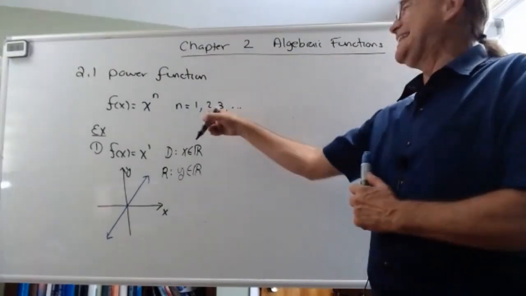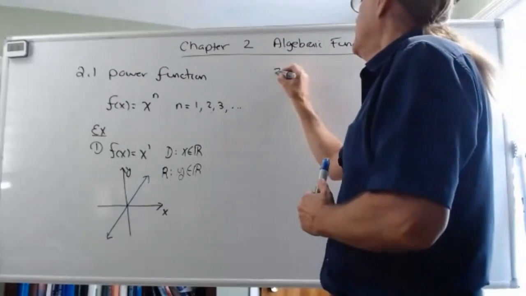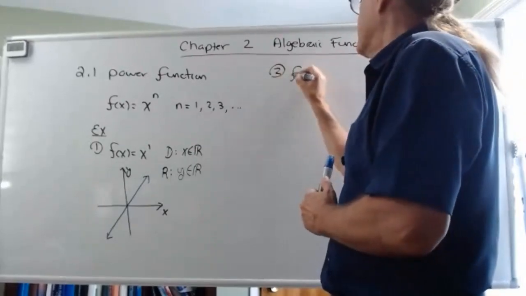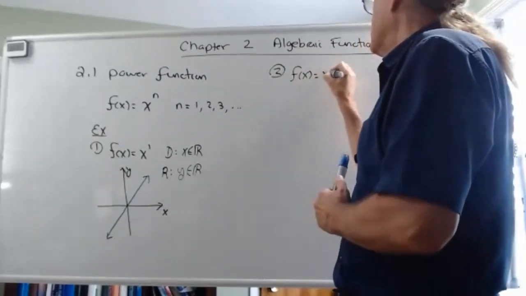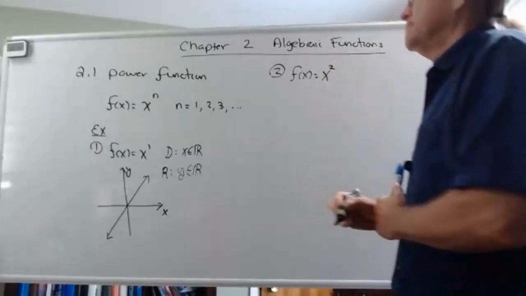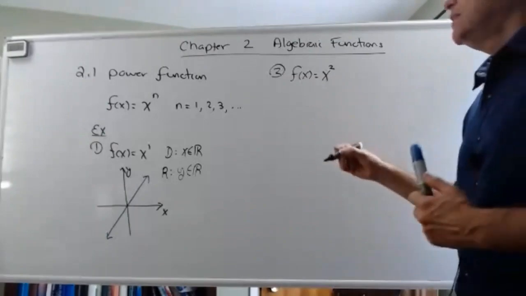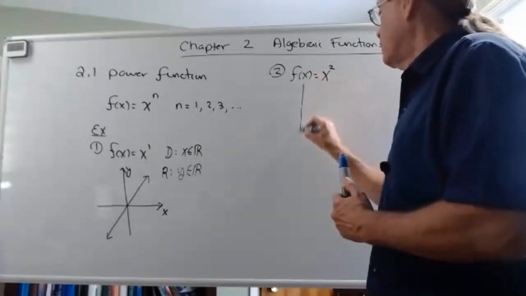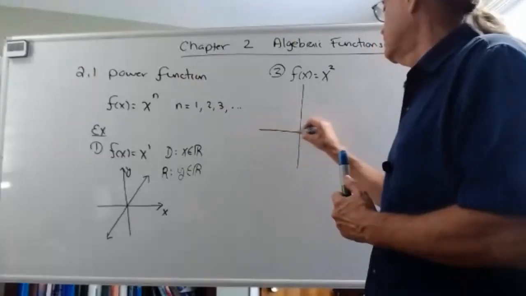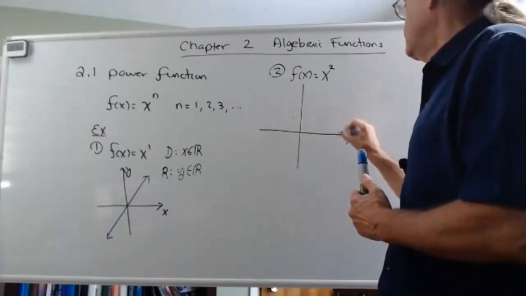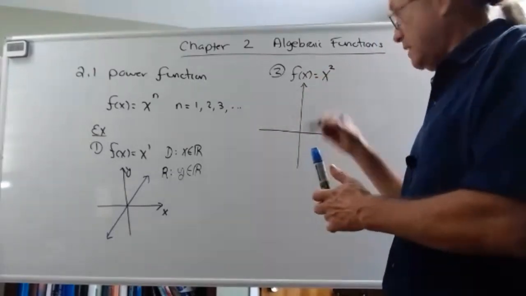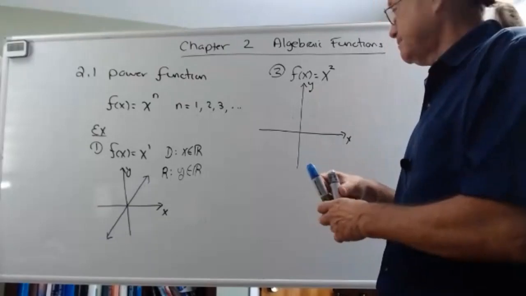Let's move on. Let's look at n is equal to 2. So now we have our next power function, f of x is equal to x squared. What does the graph of that look like? If you can't do it in your head, you have your resources at your disposal. We talked about Desmos and your calculator. You can use that. This looks something like this.